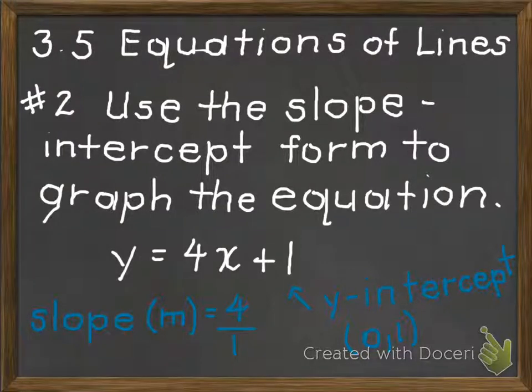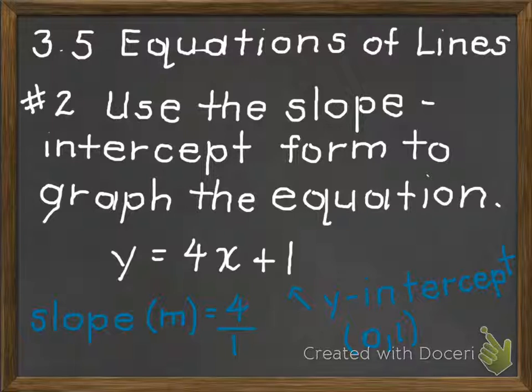Number 2. Use the slope-intercept form to graph the equation. The equation they give us is y equals 4x plus 1. As you can see, they're giving us the equation in slope-intercept form. The slope is the x coefficient, so in this case it's 4.